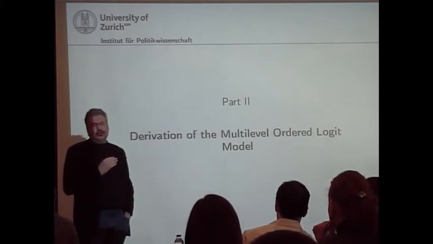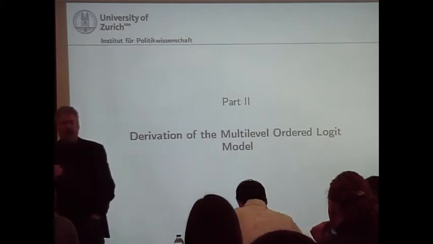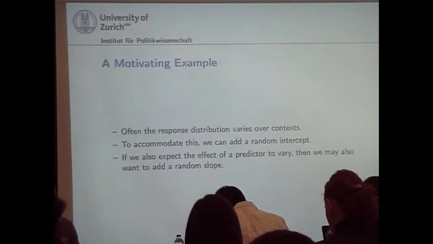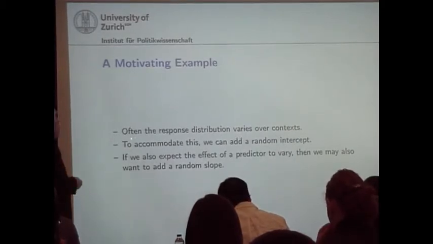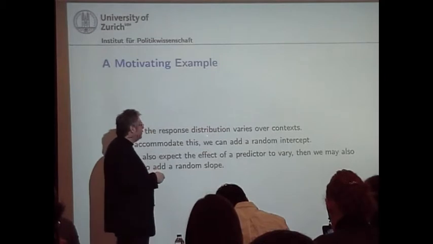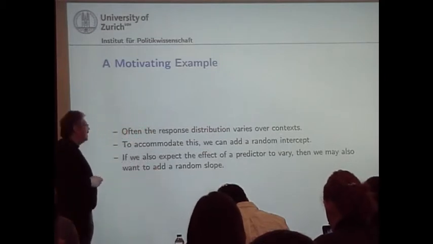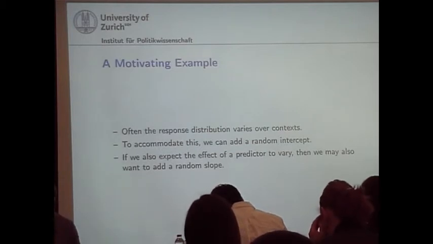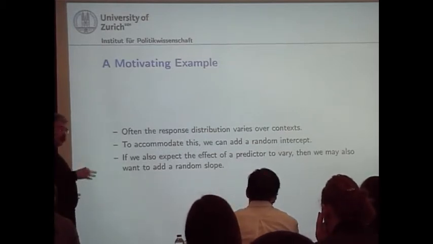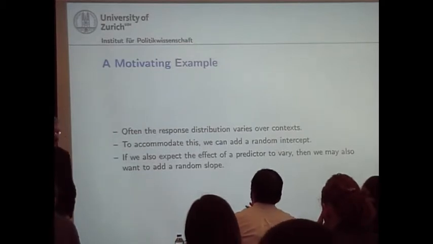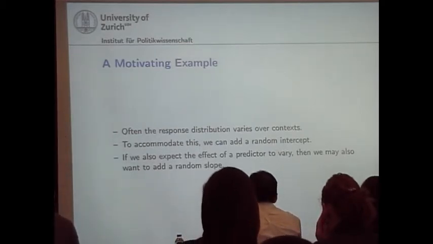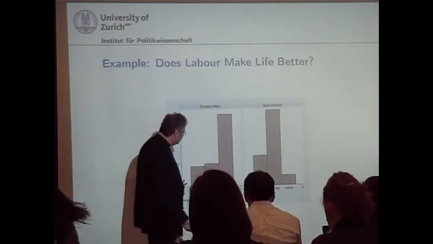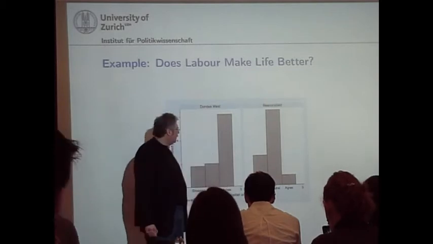Because now I'm going to turn this into a multi-level model. And here is why I might want to do this. Often the distribution of the responses varies over context. And to accommodate that, we can actually add a random intercept. Of course, if we also expect the effect of a predictor to vary across contexts, we can also add random slopes. But here's just an example of this variation in the responses.